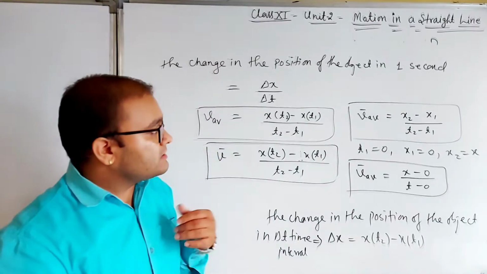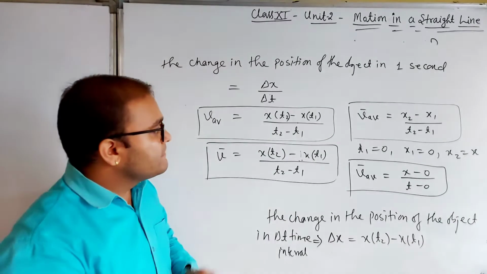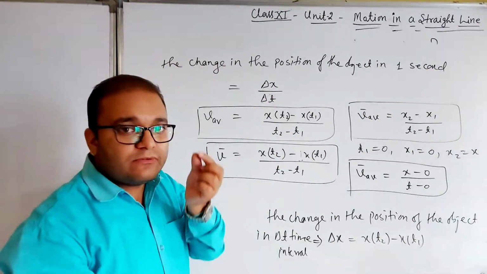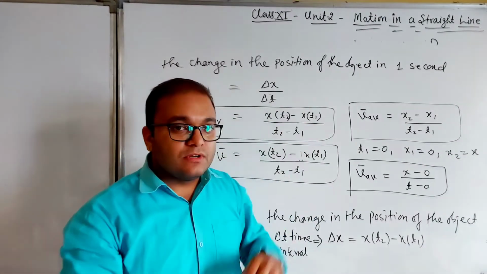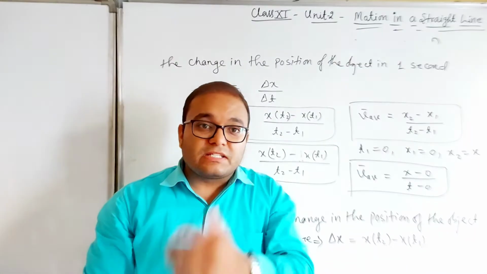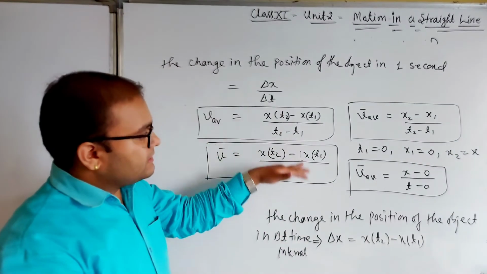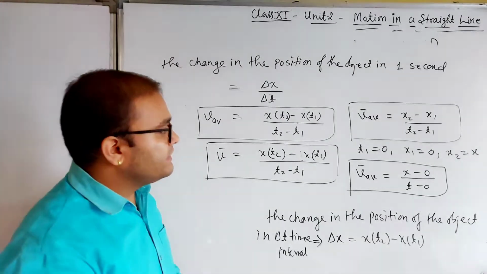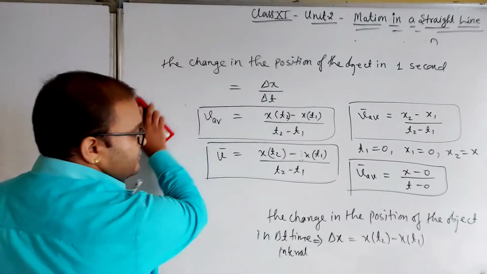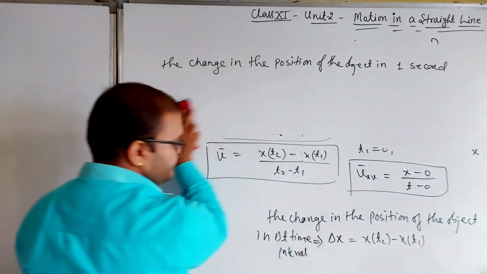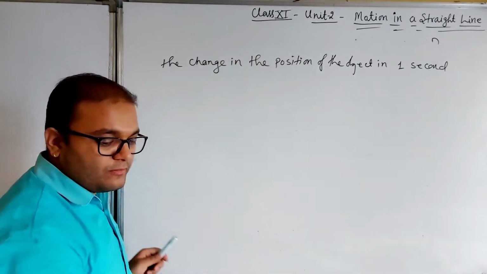If we restrict ourselves to a very small interval of time, delta t tends to 0, then we will call it instantaneous speed. Okay, then it will become v equal to dx upon dt, and we call this instantaneous speed. You can take the screenshot for this one. Okay, I think you have taken. So instantaneous speed is measured by the odometer of a car.